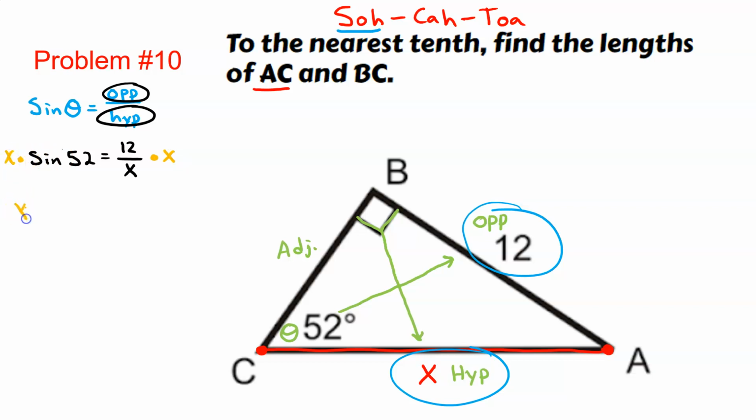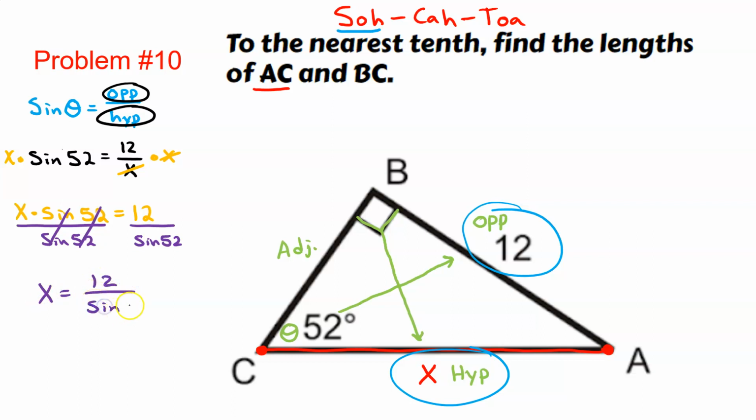All right, and we bring down x times sine of 52 degrees is equal to, well, our x is canceled out, so we're just equal to 12. We got one more thing we have to do, which is to divide both sides by sine of 52. When I divide both sides by sine of 52 degrees, sine of 52 cancels out on the left, but I'm left with x is equal to 12 divided by sine of 52. If I can correctly plug that into the calculator, it will tell me the distance from A to C.